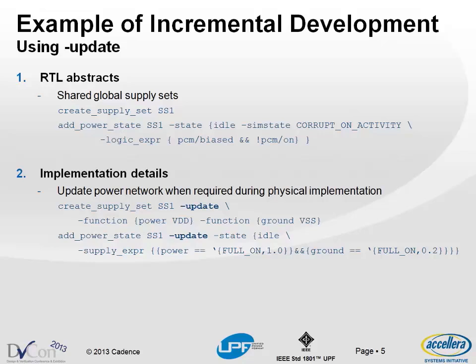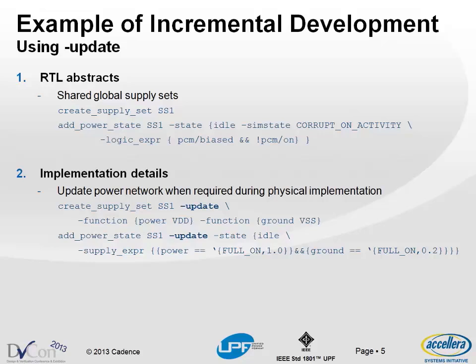Go to the implementation stage, you can use the update option to specify, hey, for this supply set, my power function is VDD, my ground function is VSS. At this stage, the power function actually refers to the power net, which is VDD. Ground function refers to the ground net, which is VSS. Similarly, for the power state, you can specify for this state what's the voltage value for the power net and voltage value for the ground net.